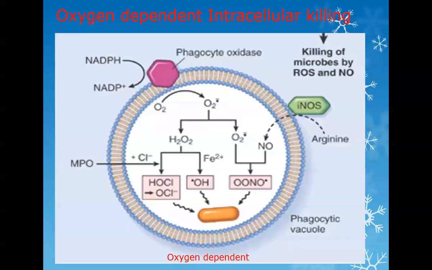Let's go back. Now this phagocyte oxidase converts NADPH into NADP. By doing so, it is converting oxygen into superoxide. When superoxide is not formed, the whole oxygen dependent cascade will be finished. And this is 100 times more powerful than the normal non-oxygen dependent killing. So the powerful action of this is destroyed. Clear? These patients are called chronic granulomatous disease.